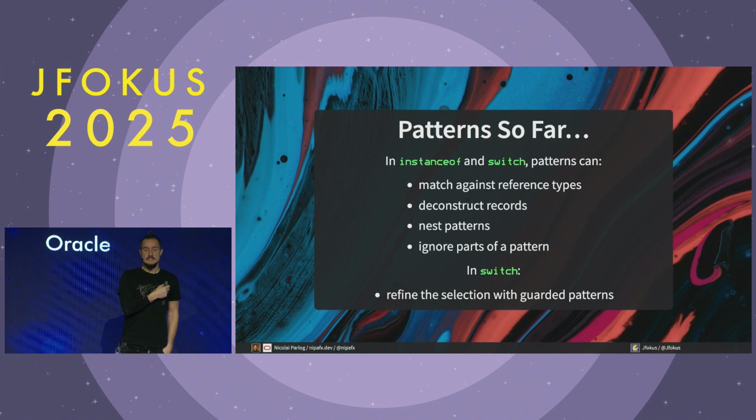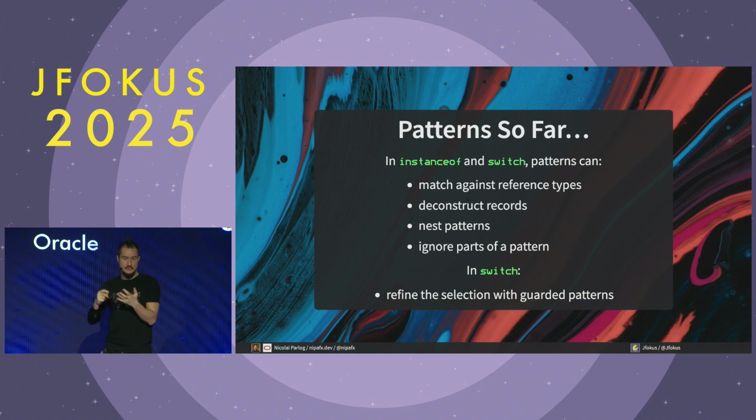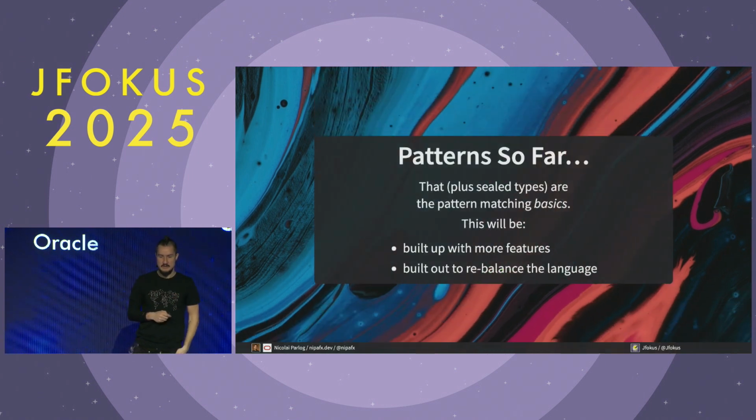Okay, so in instanceof checks and in a switch, pattern matching can match against reference types, right? So you can switch over something like a user now, like a complex object, not just strings and numbers. So you can match against a reference type. You can deconstruct records. You can nest these patterns in one another. And with the underscore, you can ignore certain parts of a pattern. And in a switch, you on top of that get the selection with guarded patterns, which is the when this and that property holds. So this is what patterns offer so far.